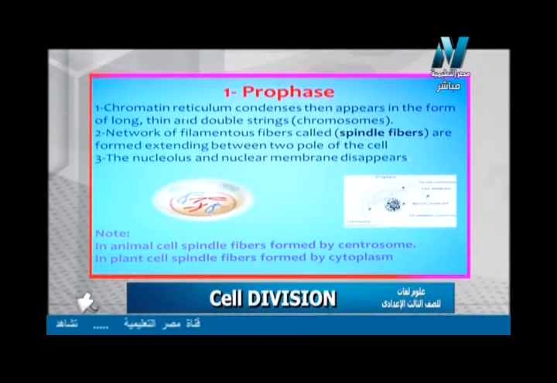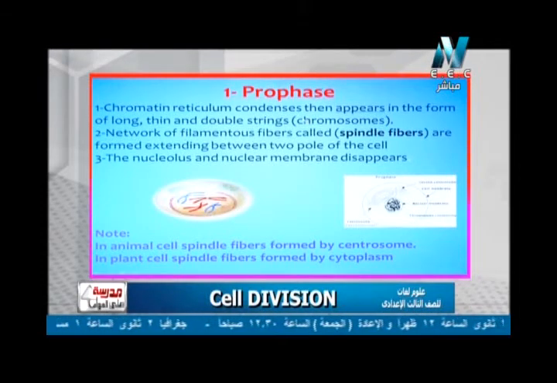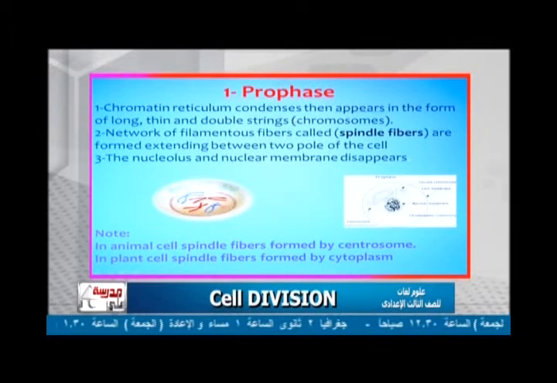Number 1, the chromatin reticulum condenses, then appears in the form of long, thin, double-string chromosomes. What does this mean? We said that before division the genetic material is spread in all the nucleus. Now the cell is going to be divided. This genetic material collects together forming the chromosome structure we explained. So the chromosome is not present in the cell before; it is formed during the cell division. The chromatin collects together forming the two-thread chromatids, joined at the center by the centromere, and this structure is called a chromosome. So in the first stage, the prophase, number 1 is the appearance of the chromosomes.